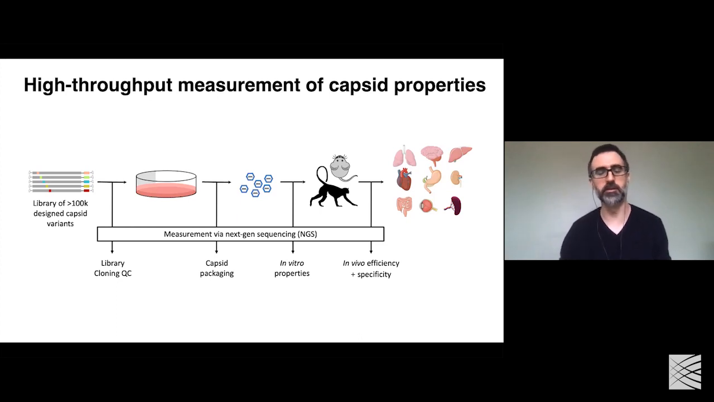From the virus library, then you can go into the animals, and then from the animals, you can go into, for example, the different organs, and in that way, characterize the in vivo delivery properties of the capsids.